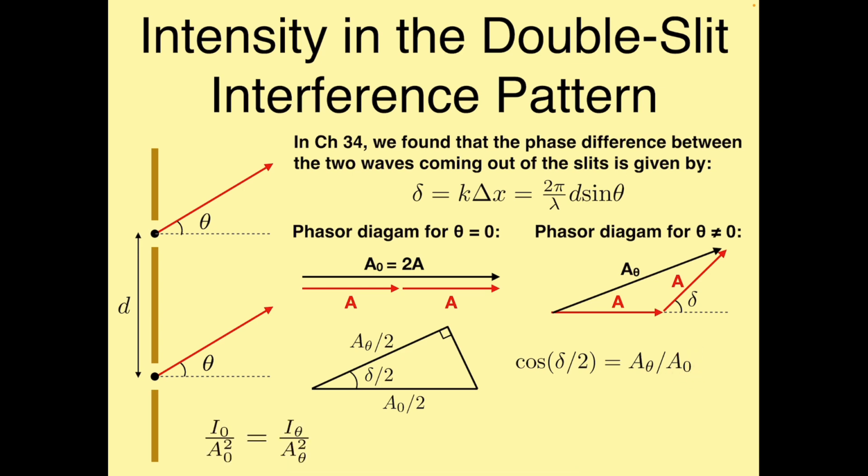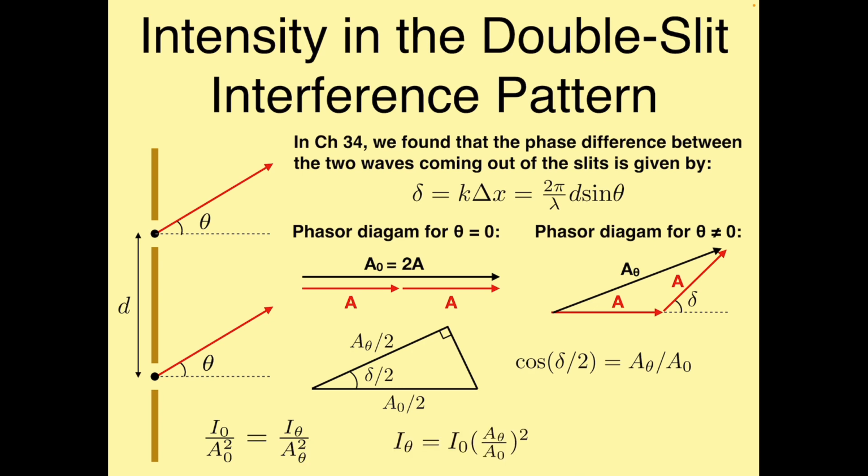So remember, when it comes to intensity, that's proportional to the amplitude squared. So just like we did in the previous derivation, we can say intensity divided by amplitude squared is constant, meaning I0, the intensity at the very center of the screen, divided by A0 squared is equal to I theta, the intensity at some other point on the screen, divided by A theta squared. Okay, so that ratio stays the same, so we can relate the two like this.